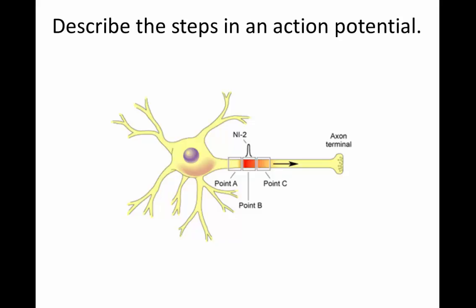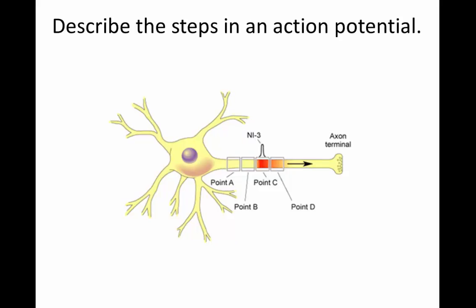But then the process repeats, whereas sodium comes into the axon, it moves down to point C, flowing through the cytoplasm, and then proteins open at point C, allowing for sodium to enter the cell at that point. And then this process continues in the same way until the signal actually gets down to the axon terminal.